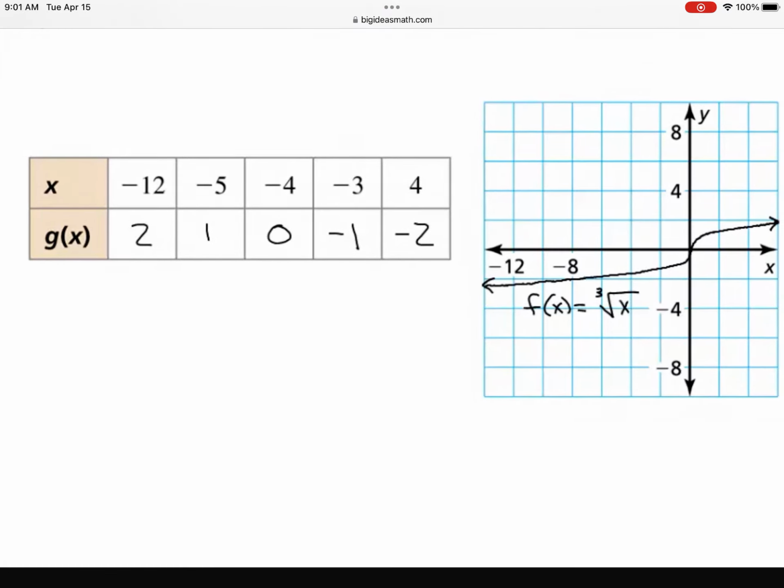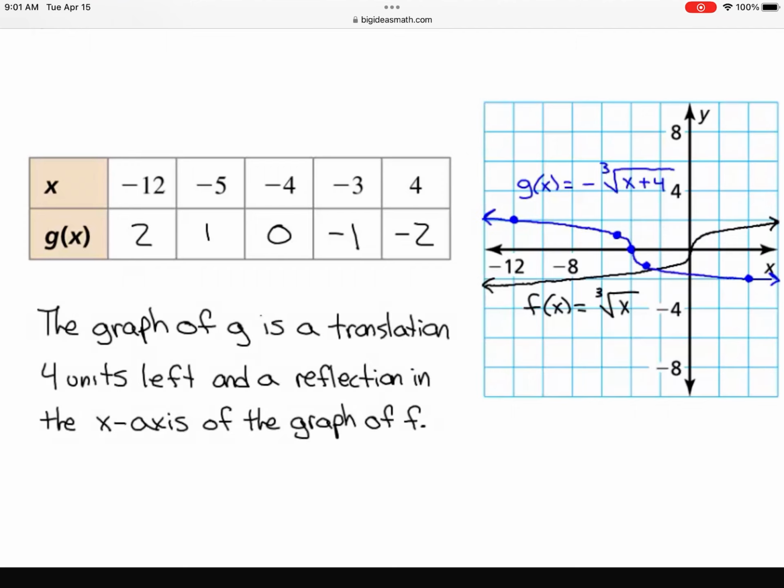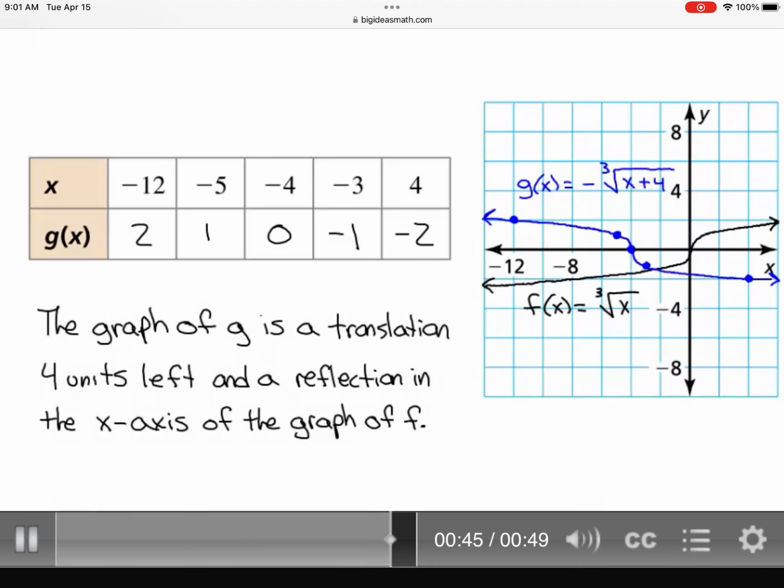So plot the ordered pairs (-12, 2), (-5, 1), (-4, 0), (-3, -1), and (4, -2). Then draw a smooth curve through the points. The graph of g is a translation 4 units left and a reflection in the x-axis of the graph of f.